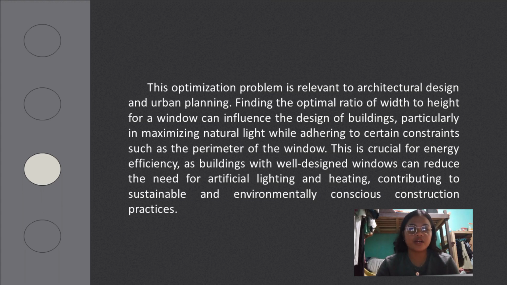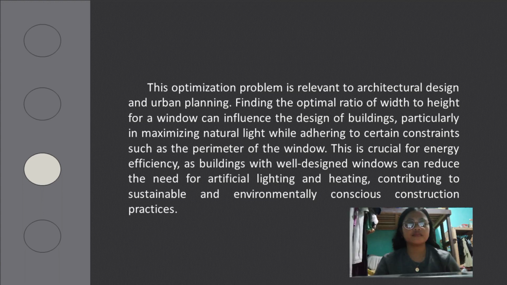This is crucial for energy efficiency, as buildings with well-designed windows can reduce the need for artificial lighting and heating, contributing to sustainable and environmentally conscious construction practices. In essence, finding maxima and minima in the real world helps us make decisions to optimize outcomes. It could involve maximizing profits, minimizing costs, optimizing resources, or achieving the most favorable conditions.